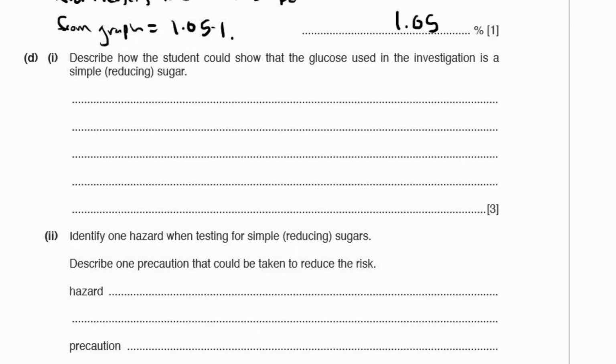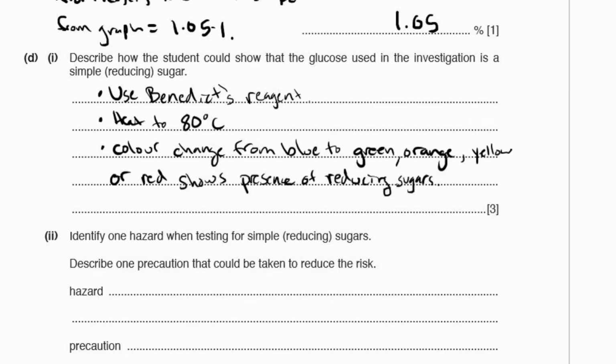D1. Describe how the student could show that the glucose used in the investigation is a simple reducing sugar. Okay, the test for that is Benedict's reagent. And how do you go about doing the Benedict's test? Well, you heat it to at least 80 degrees Celsius and you check to see if there's a color change. You look for a color change from blue to either green, orange, yellow, or red. And this shows the presence of reducing sugars. And the color it changes shows how much there is.